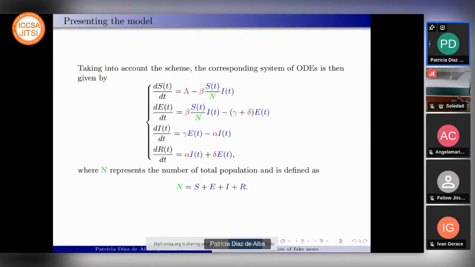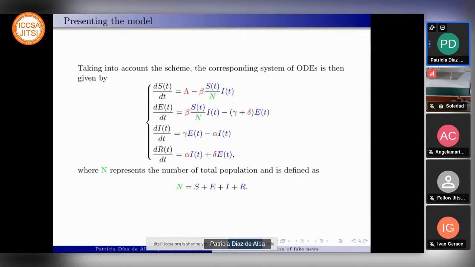So taking into account this scheme, we can define the corresponding system of ordinary differential equations, which is composed of four different differential equations, which involve the four different subpopulations and the different parameters. Here we can see a new parameter, which is N, represents the number of total population and is defined as the sum of the four different subpopulations.